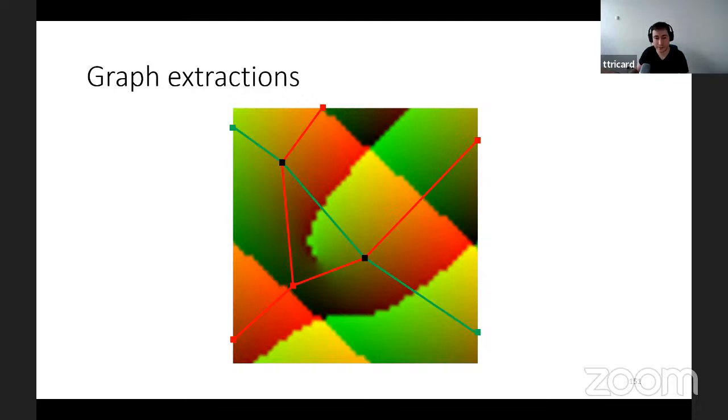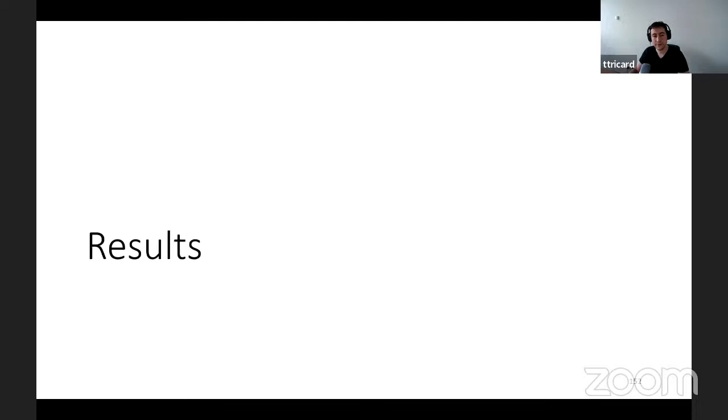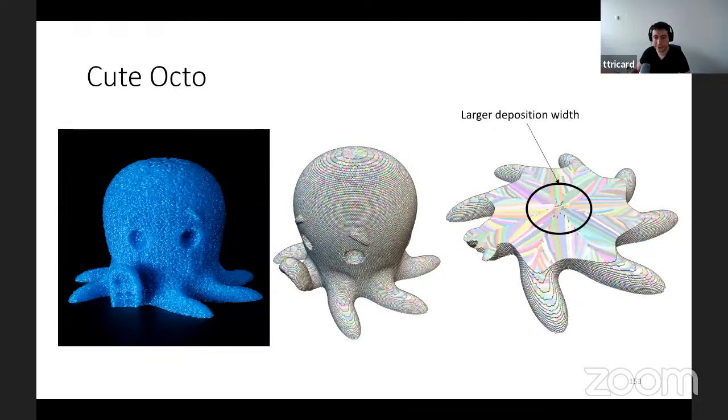So let's see some results now. So first, we have the Qtocto that we like to print in 3D printing. So here you can see that we printed it, and you can also see the preview of the trajectory we did. And as you can see, it's fairly well packed. There is not much porosity inside. And also, we use a larger deposition width in the middle of the Qtocto such that it reduces the printing time.